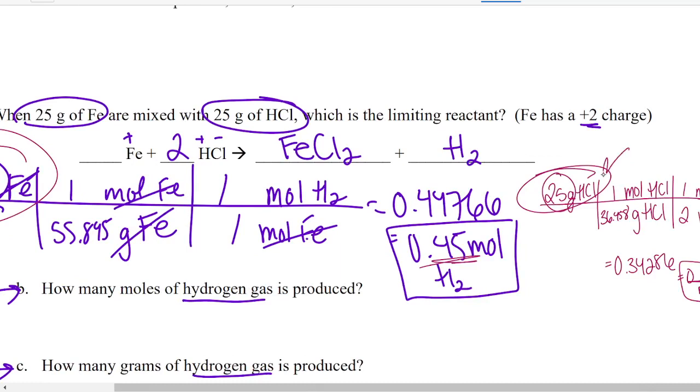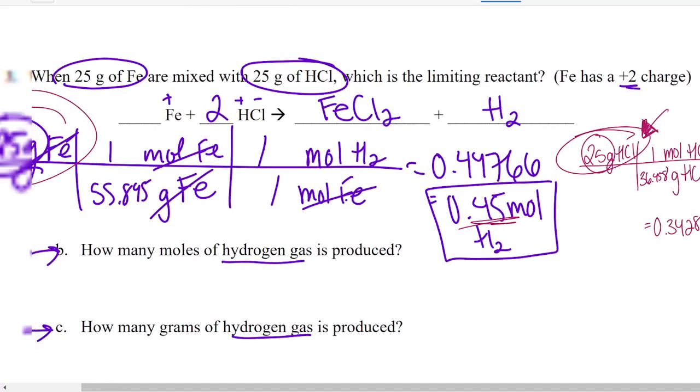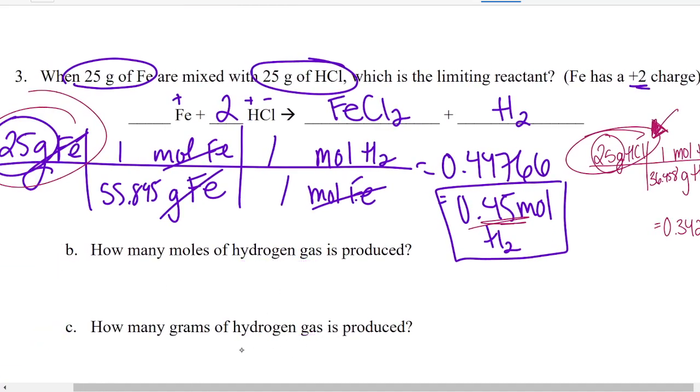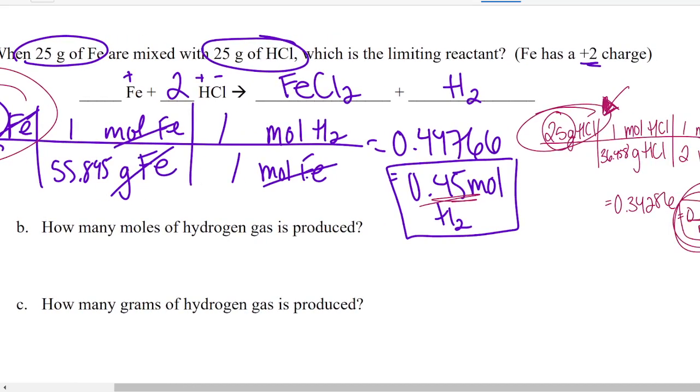HCl is limiting. What tells me that? What am I actually looking for when determining what's the limiting? Okay, yes, the amount of moles of H2 that I produced. This one is less, so this is my limiting. So the question B says, how many moles of hydrogen gas is produced? And the answer is going to match that. I don't have to do any math for this. It's just going to be 0.34 moles of H2.